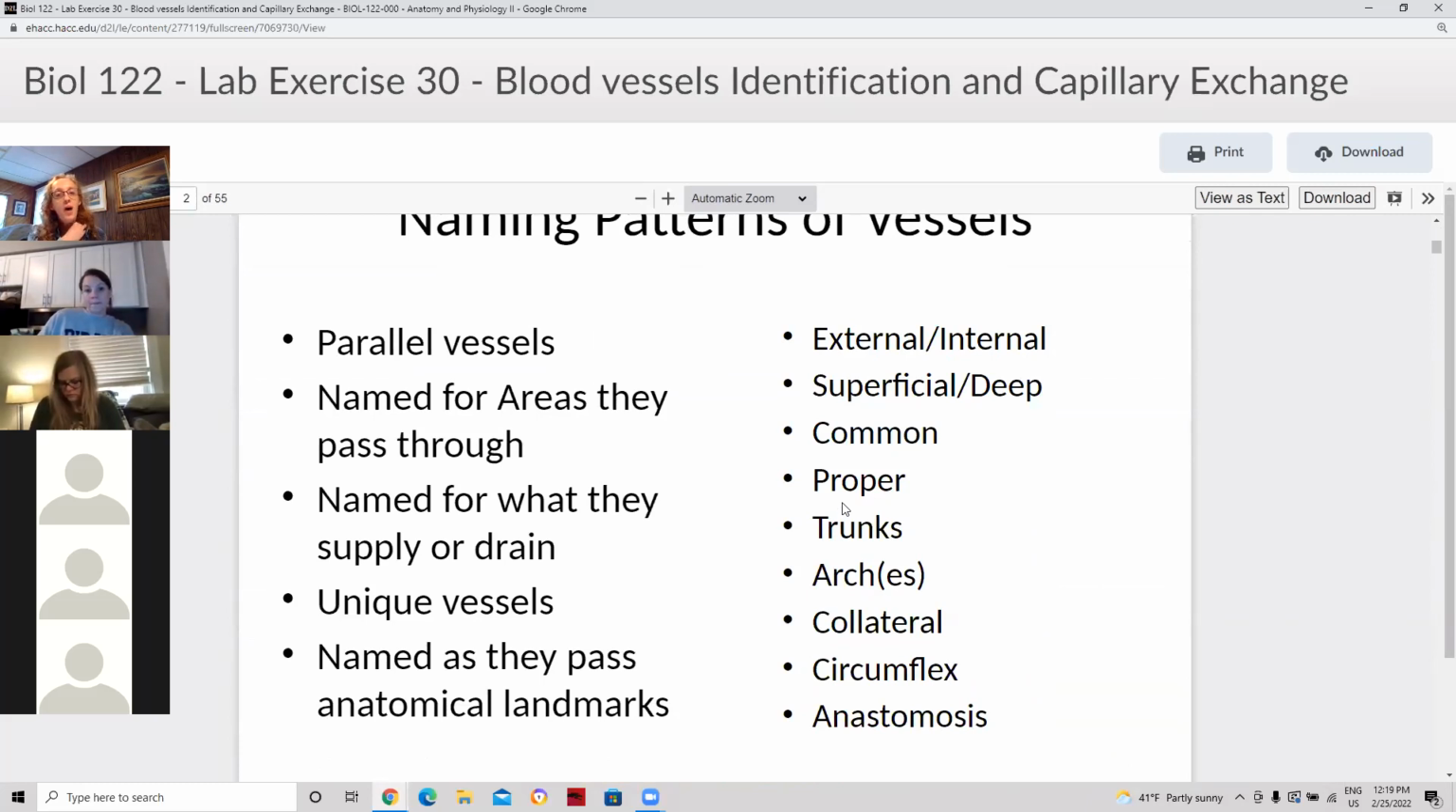So there's different naming patterns for blood vessels. They're named in a lot of ways. There's a pattern to the naming. Parallel blood vessels: a lot of times we have a right and a left of a blood vessel, like a right brachial artery and a left brachial artery. We have a right femoral artery, a left femoral artery, a right femoral vein, and a left femoral vein.